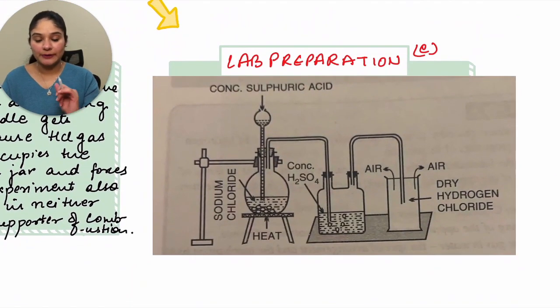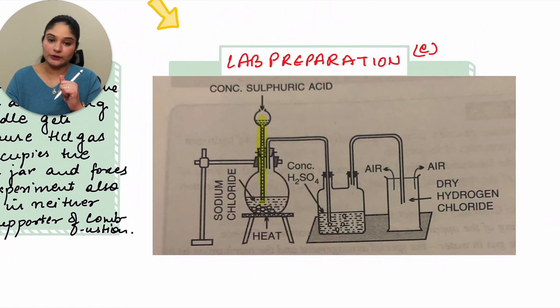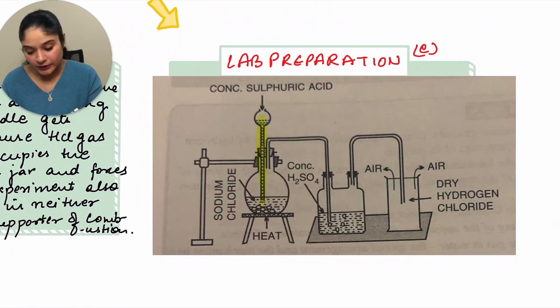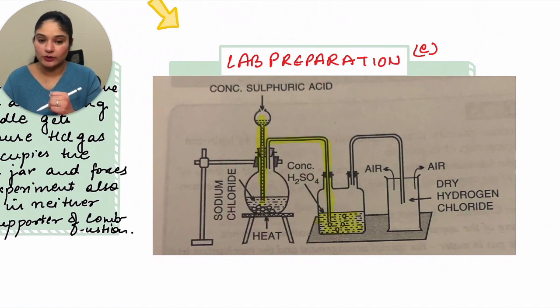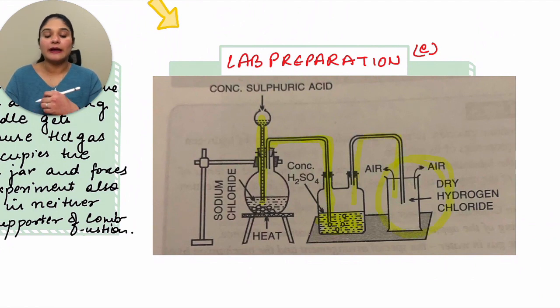So you have the apparatus right here. If you see, this is the thistle funnel that they are talking about. This thistle funnel should be dipped in H2SO4. Then the next is, this is the delivery tube which is carrying your HCl gas. And this is your drying agent, concentrated H2SO4. So the delivery tube should be dipped in concentrated H2SO4 right here. So this is your next understanding of the apparatus. Then after drying, the gas is collected in the jar right here by upward displacement of air.